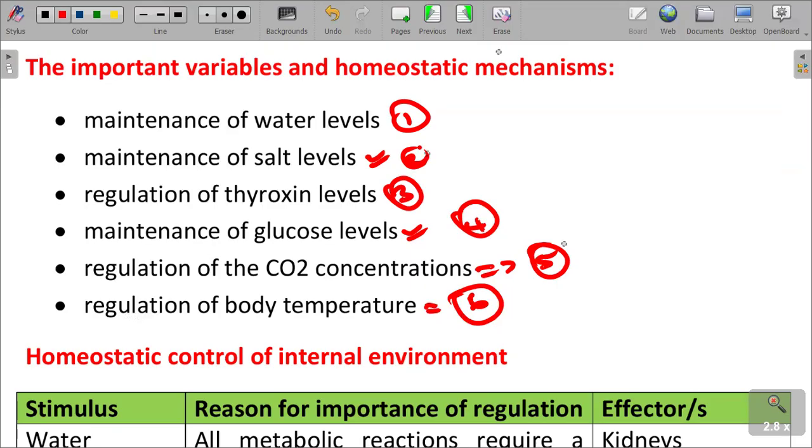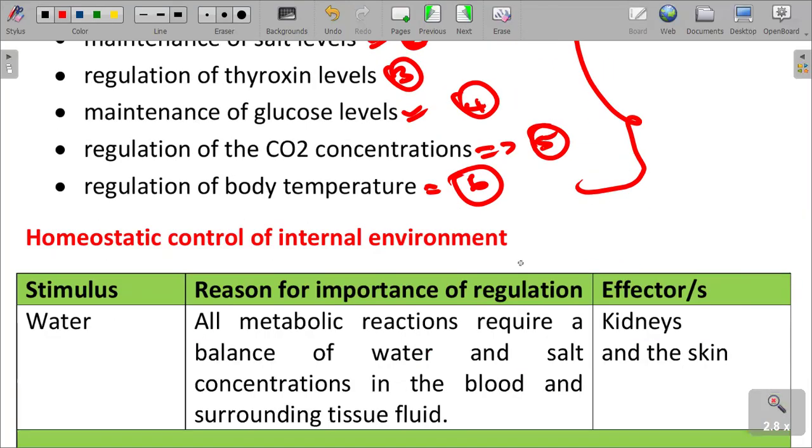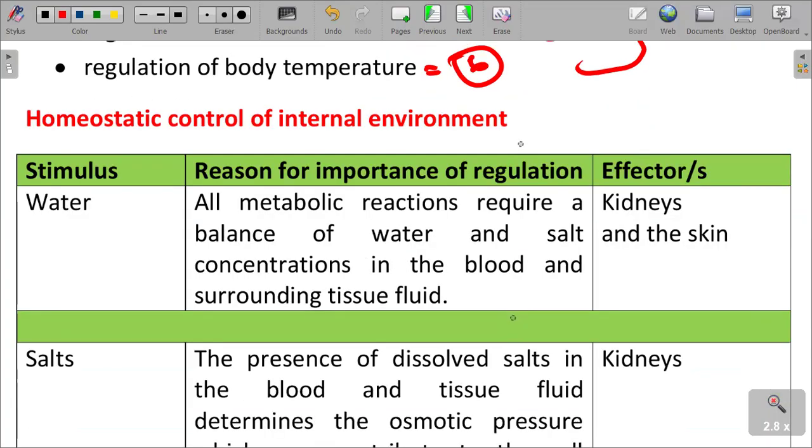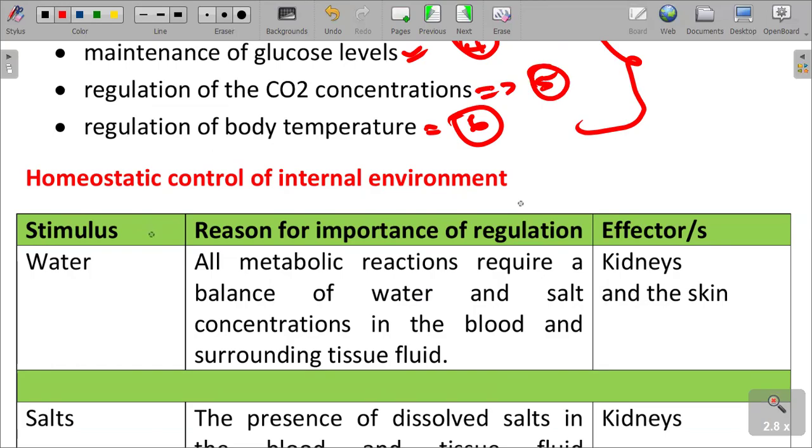So all these are homeostatic mechanisms that we can discuss. These are variables that must be talked about or understood when we go to matric grade 12 life science. So let's look at homeostatic control, and then we want to give a typical example. For these that I've identified on top here, I want you to understand that we look at the stimulus, the reason for the balancing, and then also the effectors, which is the target organ again.